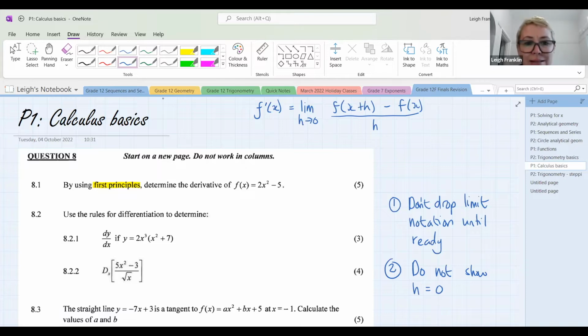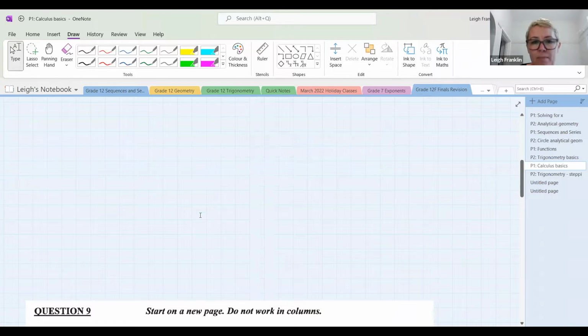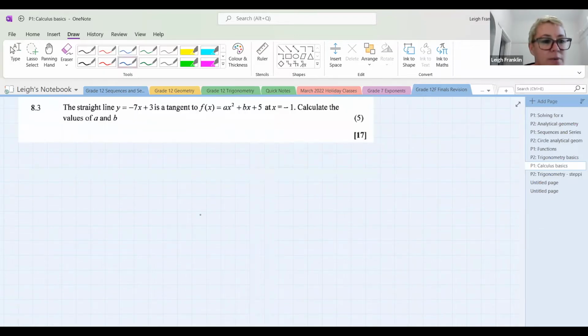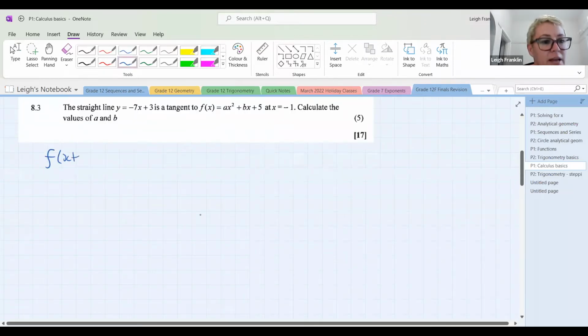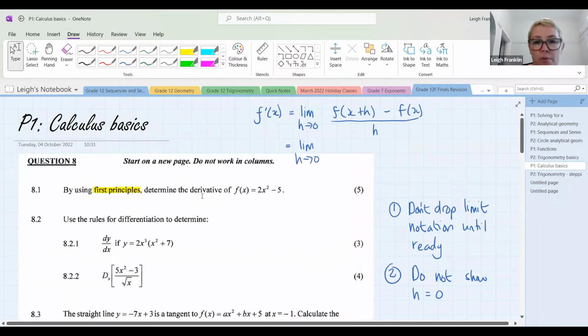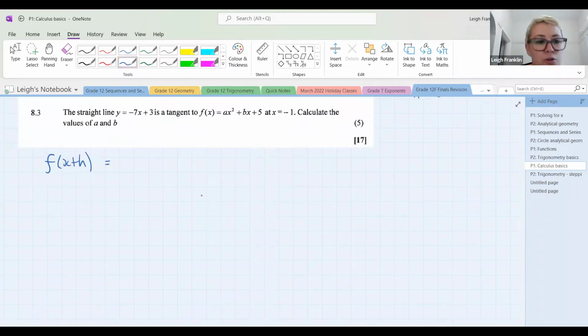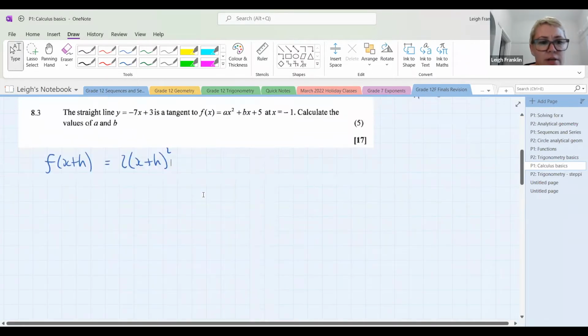So in your next line down, you will keep your limit notation as h tends to 0. What I actually do is I don't sub in. I take a page, whatever my page is. In this case, I would say f of x plus h, and then I work out what that would be equal to. In this case, f of x is 2x squared minus 5, so this would be 2 times (x plus h) squared. Is it minus 5? Let's double check. Yes, minus 5.